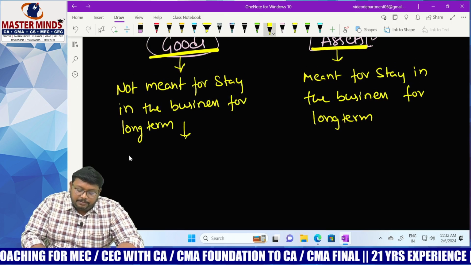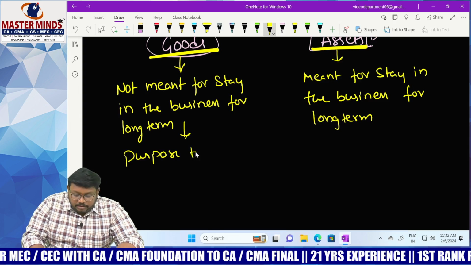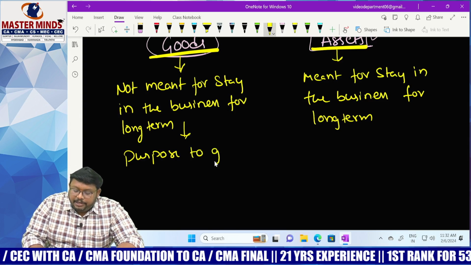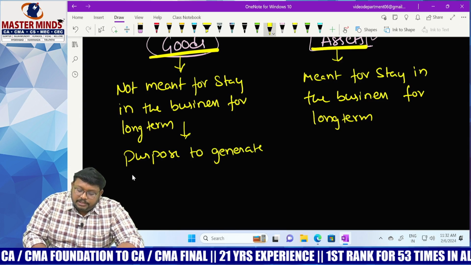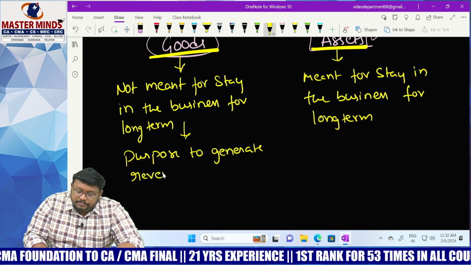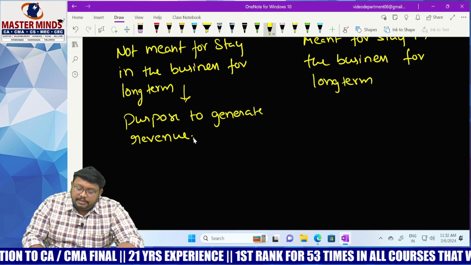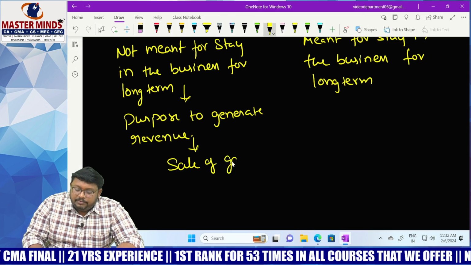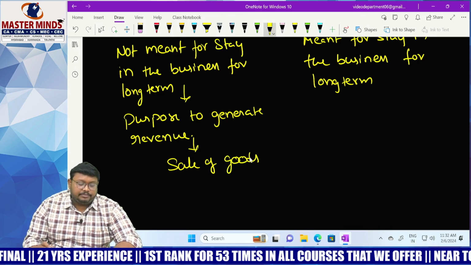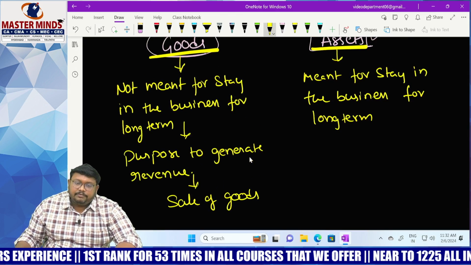In a simple way, we can say the goods are not meant to stay in the business for the long term. What is the purpose here? The purpose is to generate revenue. Goods are held for the purpose of generating revenue. So how will you generate the revenue from the goods? It is simple. We can sell the goods. By sale of goods, you are generating the revenue. So that is meant for the goods.